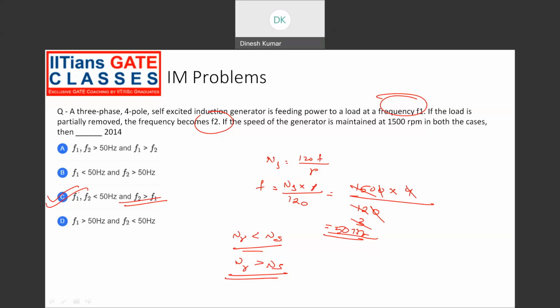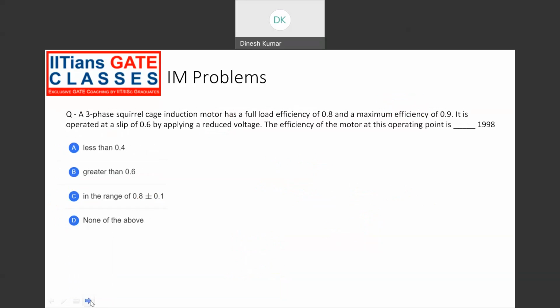Okay, let's go to the next question. GATE 98 question. A three-phase squirrel cage induction motor has a full load efficiency of 0.8, or 80%, and a maximum efficiency of 0.9, or 90%. It is operated at a slip of 0.6 by applying a reduced voltage. The efficiency of the motor at this operating point is.